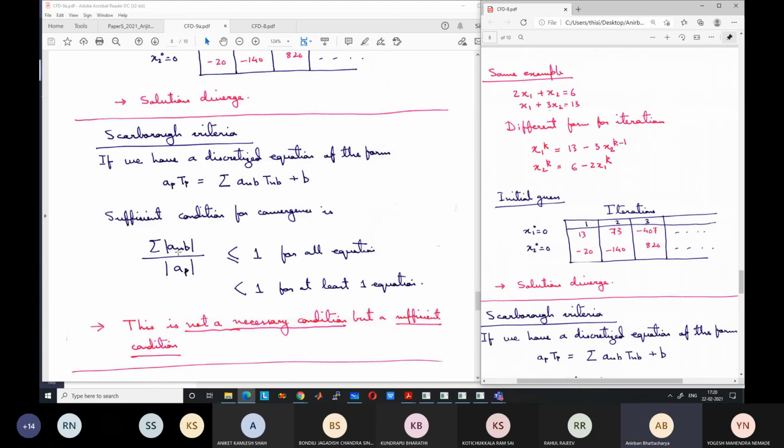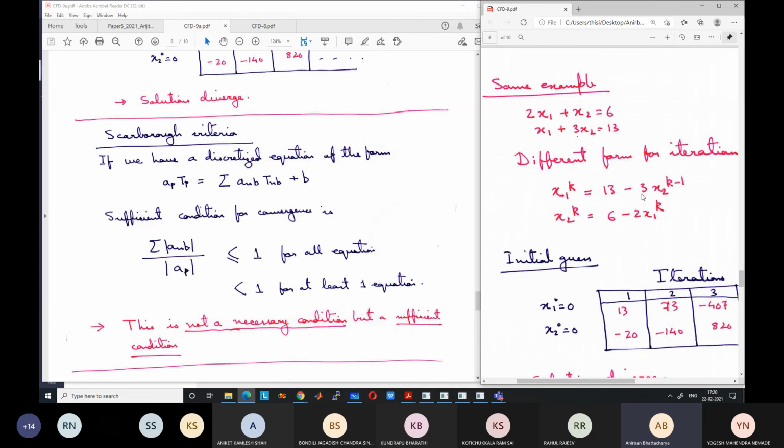Summation of absolute value of A and B. Absolute value of A and B is 3. Okay, I hope you can see this. So summation of this is 3 because there are no other A and B's, only one value. Okay, 3. By absolute value of AP is 1. So 3 by 1 is 3. So for the first equation, this condition is not satisfied.